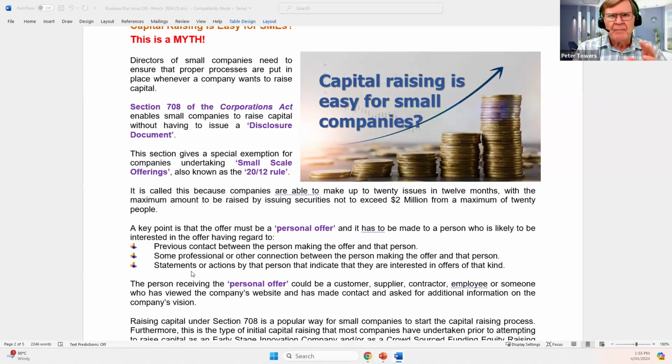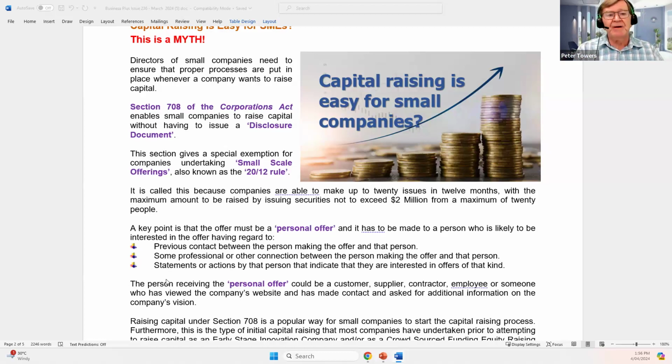I think one of the key things that we can do today, which we couldn't do 40 years ago, is make sure that our clients have already developed a website, because a website enables the company to communicate with the world, so people can get an understanding. And we may well have some people who have seen the website and who have made contact with the company to find out more details about what they're doing, or to buy products from them, could fit under this statements or actions of persons that indicated that they are interested in these types of offers.